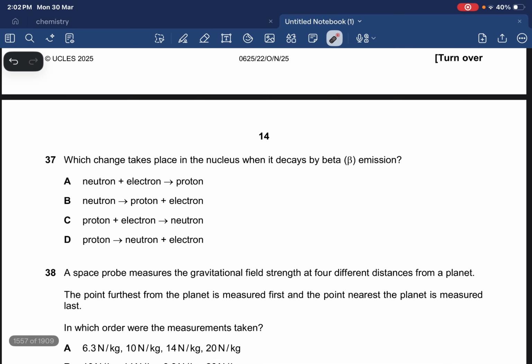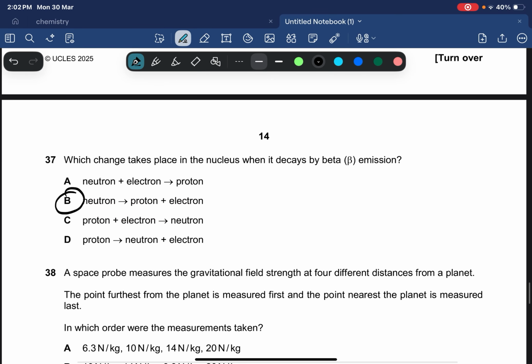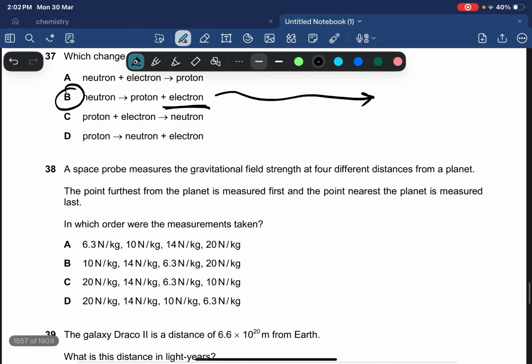What change takes place in the nucleus when it decays by beta emission? During a beta emission, a neutron basically converts into a proton and an electron. And that electron is what you see that comes out in the form of beta emission.